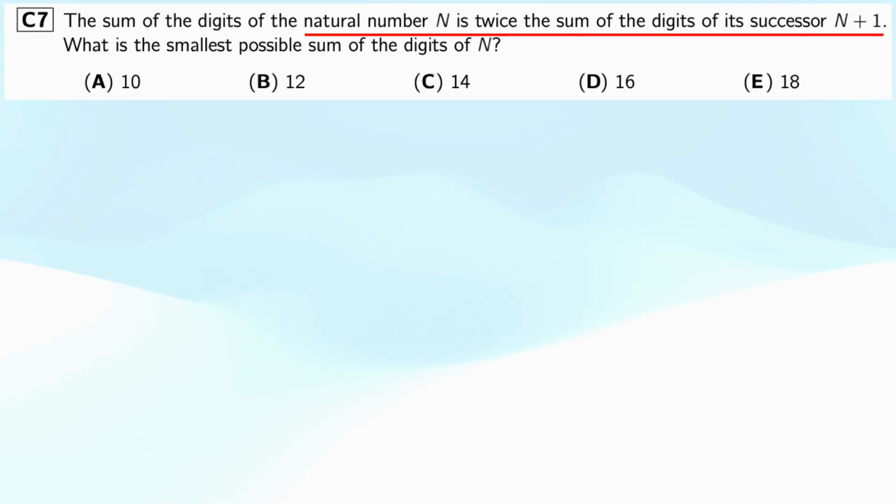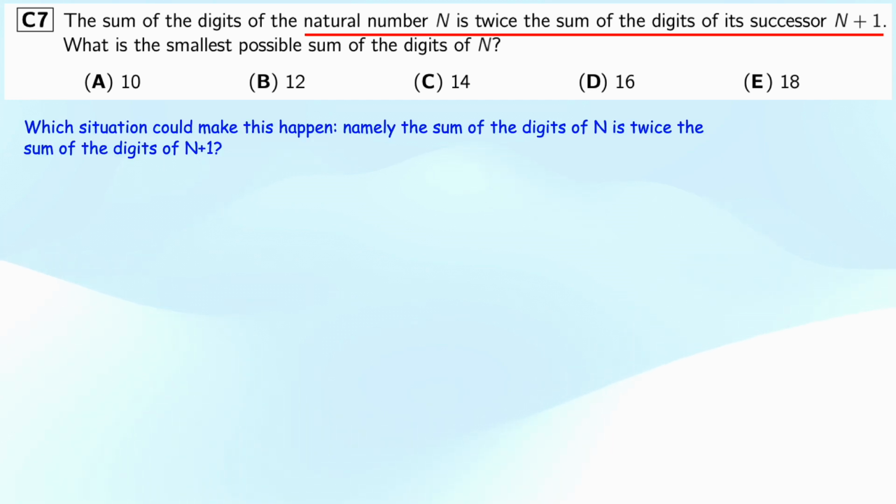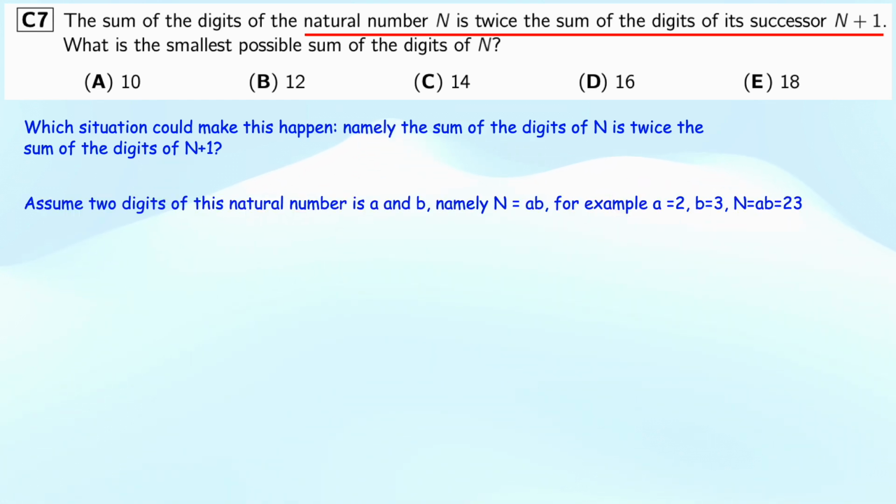This question requires kids to be familiar with the numbers. So, which situation could make this happen? Namely, the sum of the digits of n is twice the sum of the digits of n plus 1. So let's look at the numbers.